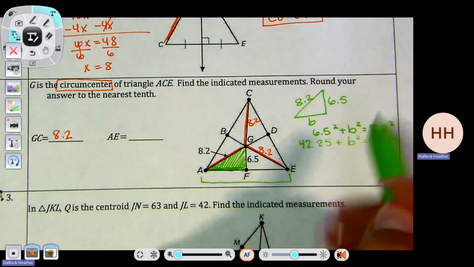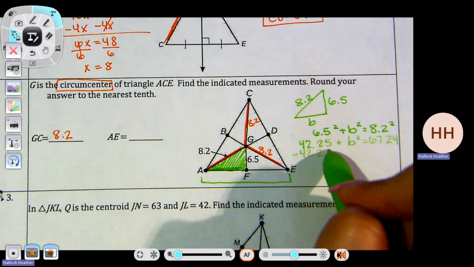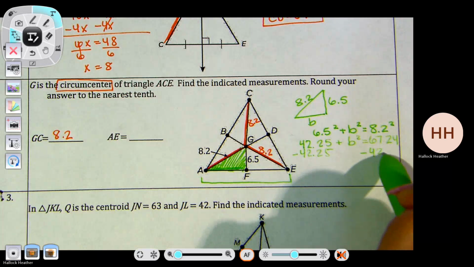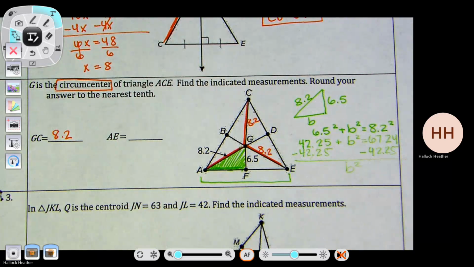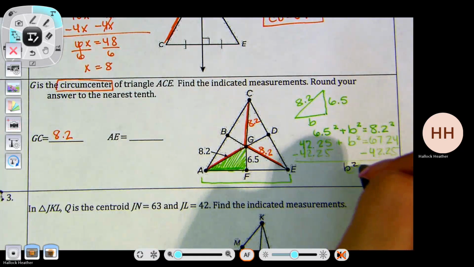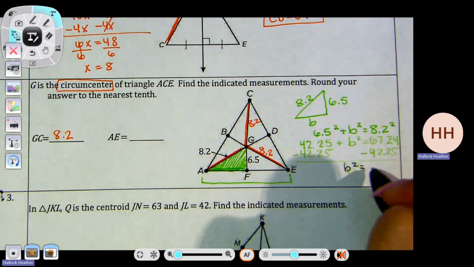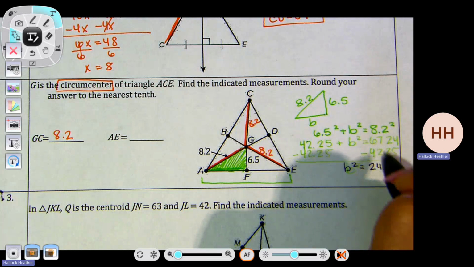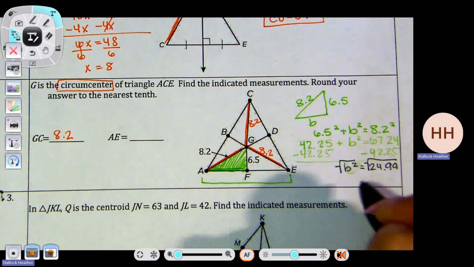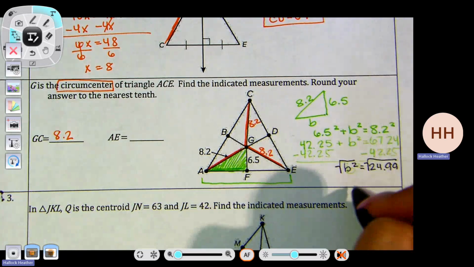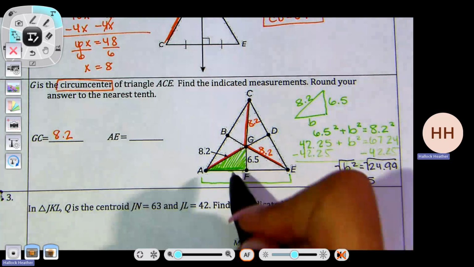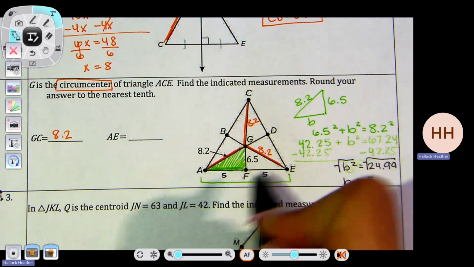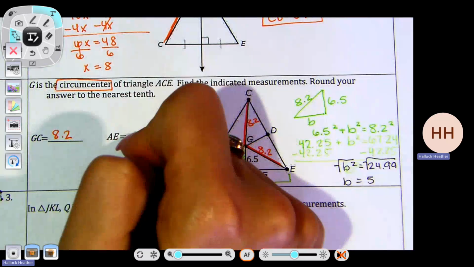Because I'm finding one of the legs, I have to minus 42.25 from both sides. I have b squared equals 24.99. And if I square root it, you get 4.9 repeating. So we're just going to round to 5, because the 9 would make the other 9 go up, which would make the 4 go up to a 5. So this piece is 5 and this piece is 5. So the whole length is 10.